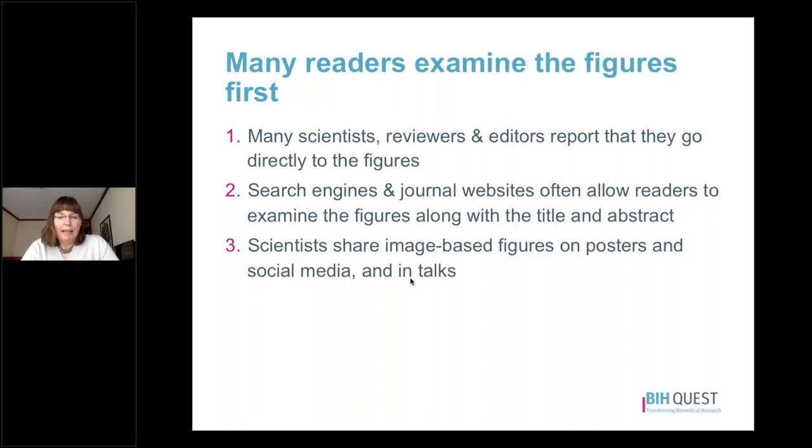So we know from anecdotal reports that many scientists, editors, and reviewers actually look at our figures first, right after they look at the title and abstract. So often scientists, reviewers, and editors report that they go directly to the figures to get a sense of what the key important findings from the paper are. And if they're interested in those findings, they will go on to read the other parts of the paper.